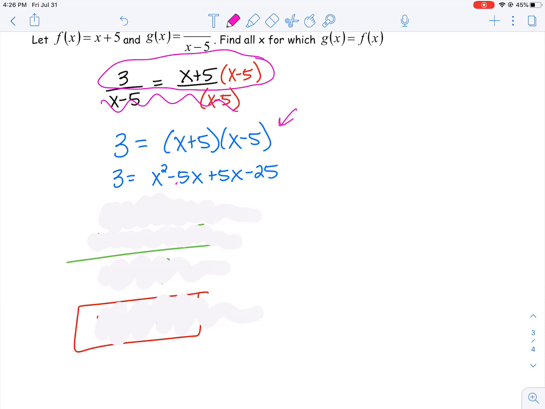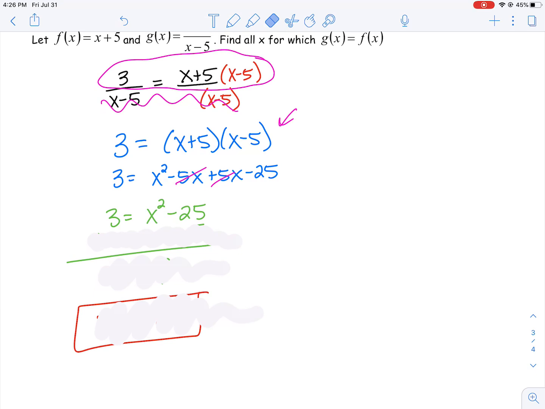When I FOIL that right side, I end up with x squared minus 5x plus 5x minus 25. You notice that the two middle terms cancel, and I end up with 3 equals x squared minus 25. Now look at this quadratic equation. It has an x squared in it, so I know I should have two answers. But you notice that there's no x term, there's only an x squared term?